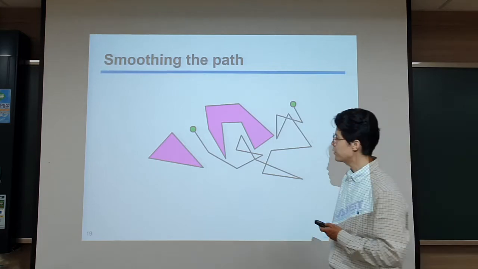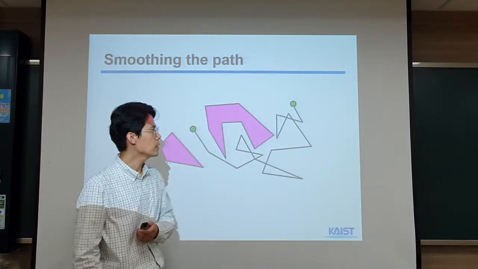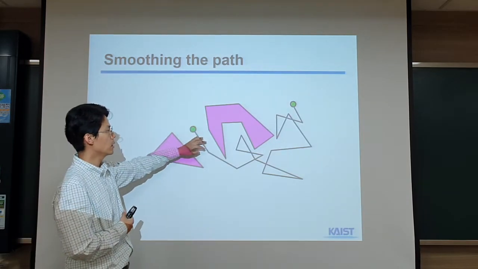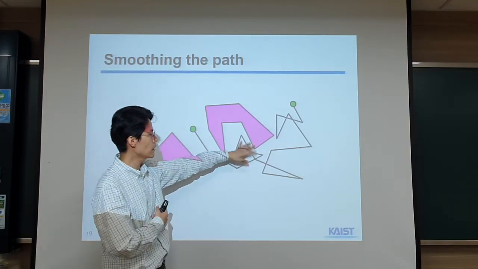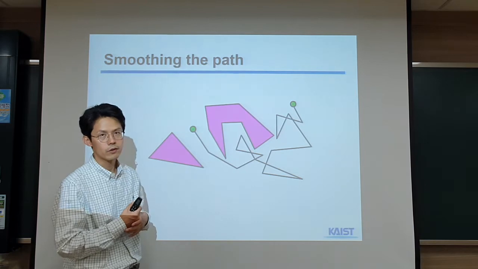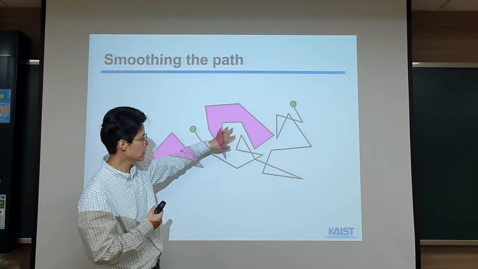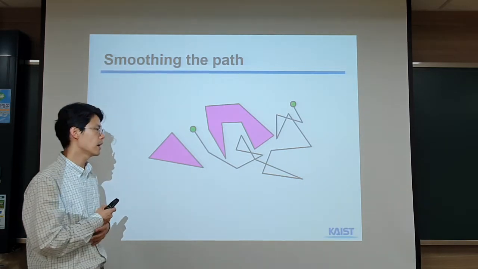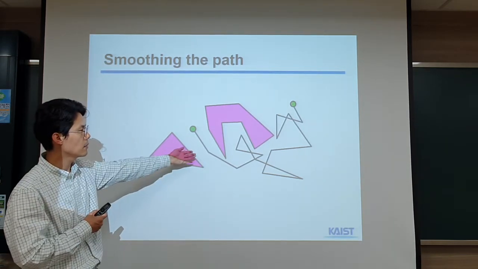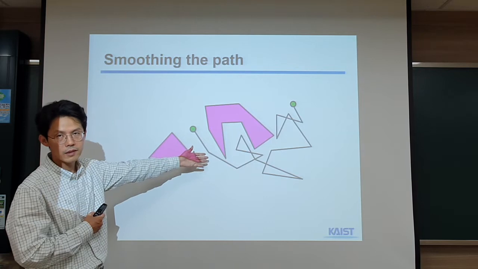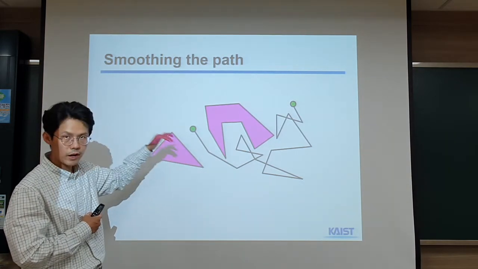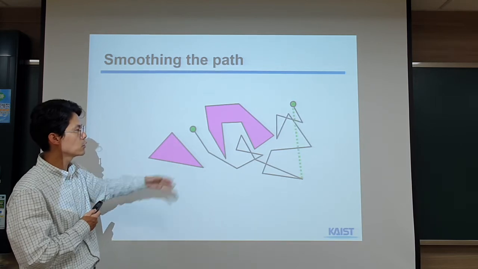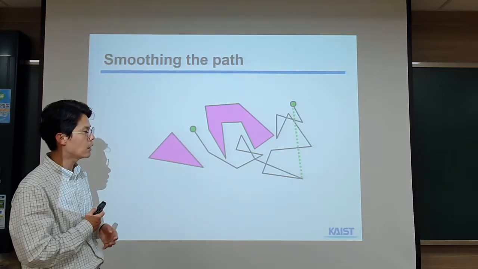Also, once you compute paths in the PRM, there may not be many nodes, right? Because of that, your path may not be very smooth. It has many of these turns or edges, right? It may not be a good path for the robot to track. So typically, once you compute the path, you need to smooth it out.